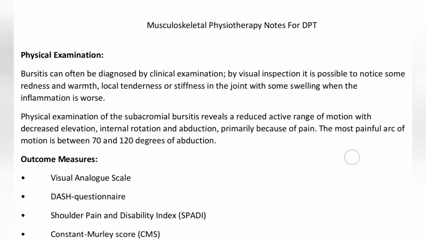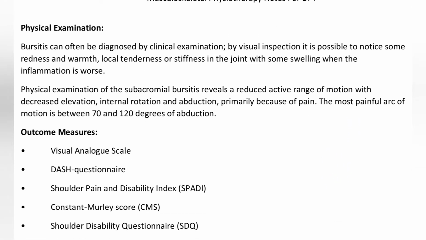Next one is physical examination. While performing a physical examination, we can often diagnose bursitis by visual inspection. It is possible to note some redness or warmth, local tenderness, or stiffness in the joint with some swelling when the inflammation is worse. Physical examination of subacromial bursitis reveals reduced active range of motion with decreased elevation, internal rotation, and abduction, primarily because of pain.